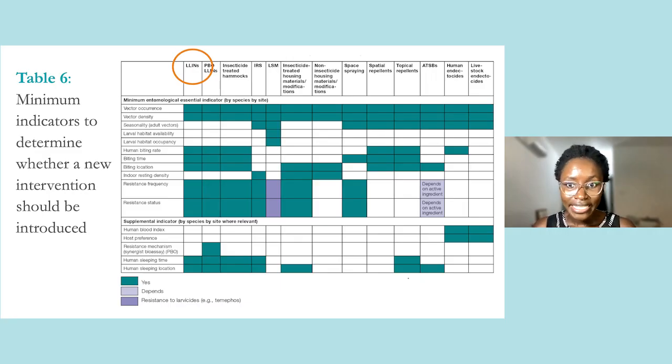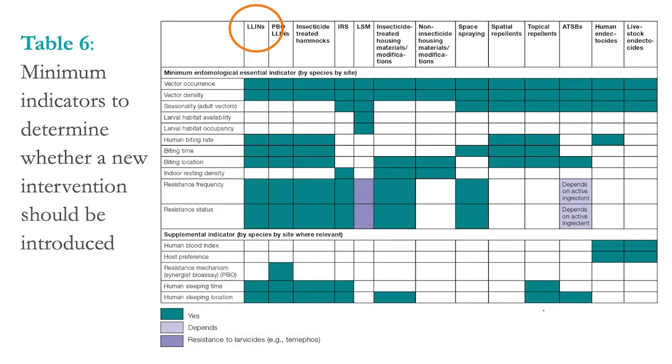This brings us to Table 6. Table 6 displays the minimum indicators needed to determine whether a new intervention should be introduced. Different vector control interventions are along the top row, and the minimum essential entomological indicators and the supplemental indicators are in the first column. If an indicator is required for a certain intervention type, the box will be shaded teal. If the box is shaded light purple or gray, the indicators may be required for that intervention, but it depends on other factors. The darker purple or gray shaded cells refer to resistance to larvicides for the larval source management column specifically.